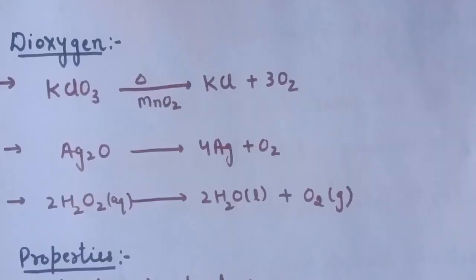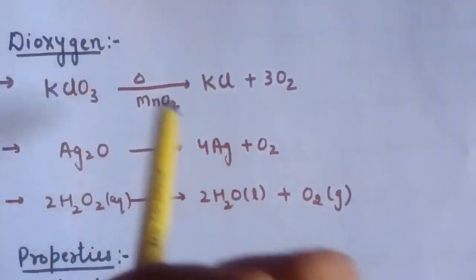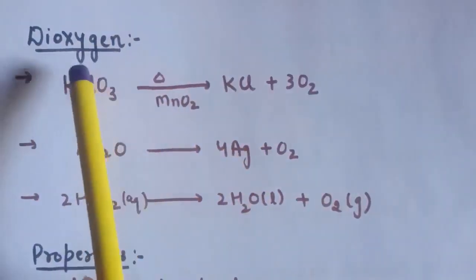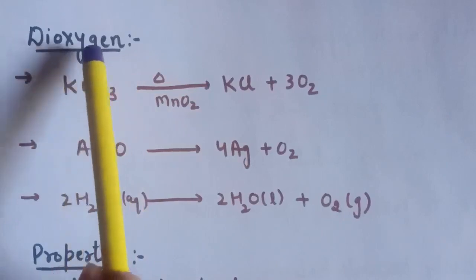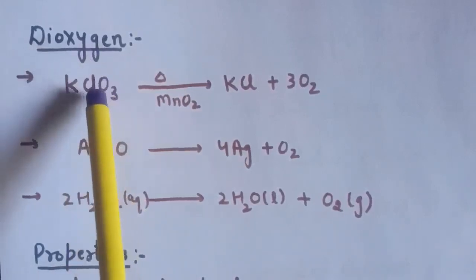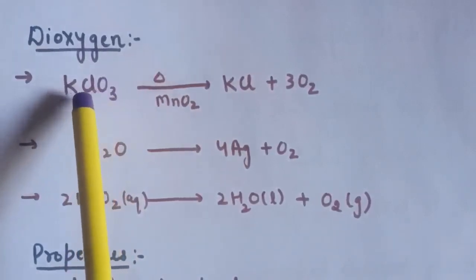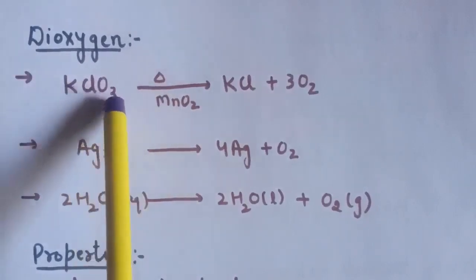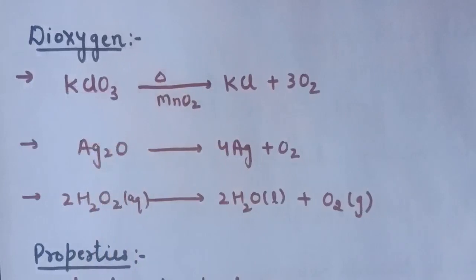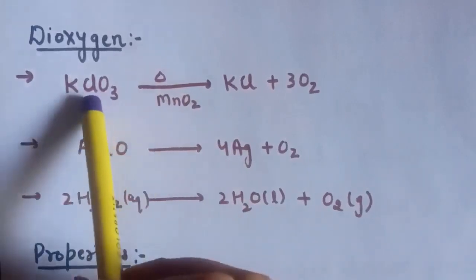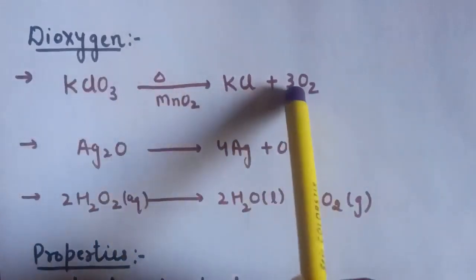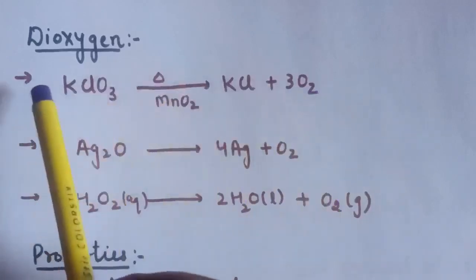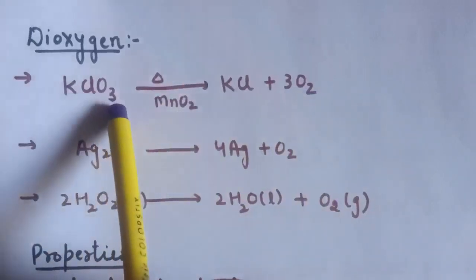So next we will discuss the compounds of group 16 elements, and the first is dioxygen. First we will start with the preparation of dioxygen. The first preparation is that it can be prepared by heating the salt of chlorates. This is the salt of chlorate, potassium chlorate. When we heat this potassium chlorate, we get oxygen. So this is one method by which we can prepare dioxygen.